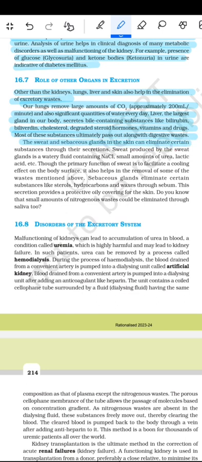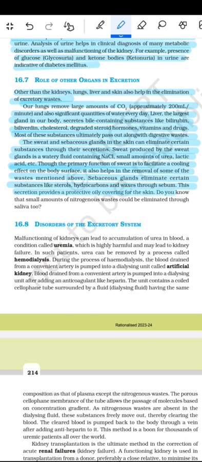The sweat and the sebaceous glands in the skin can emit certain substances through their secretion. Sweat produced by the sweat gland is a watery fluid containing NaCl, a small amount of urea, lactic acid, etc. Though the primary function of sweat is to facilitate a cooling effect on the body surface, it also helps in the removal of some of the waste mentioned above. Sebaceous glands emit certain substances like sterols, hydrocarbons, and waxes through the sebum.